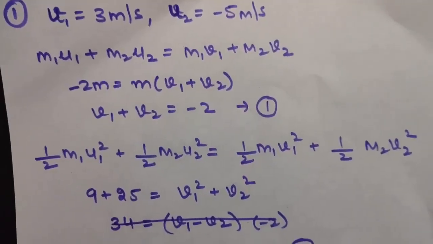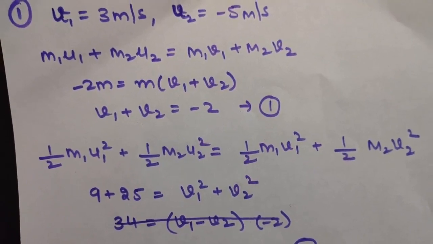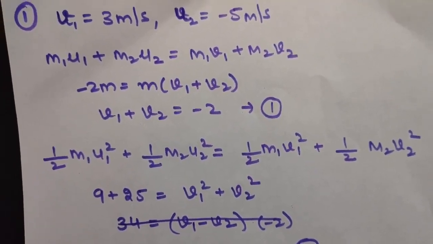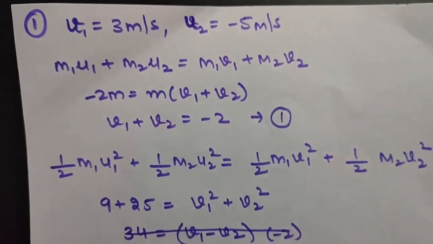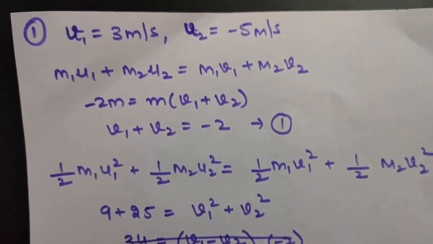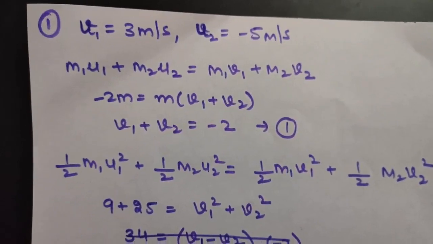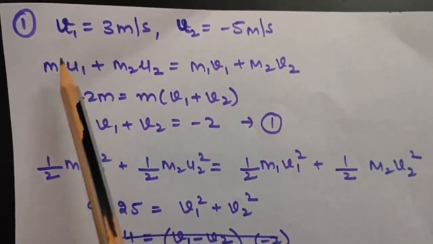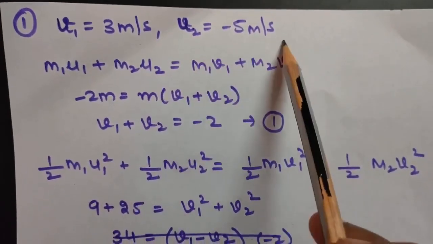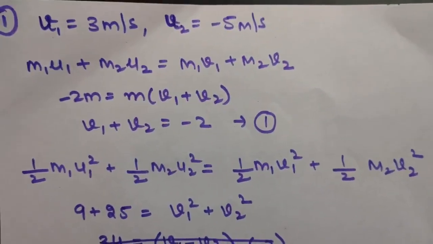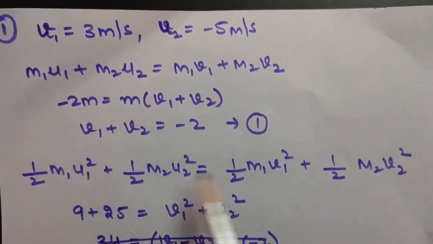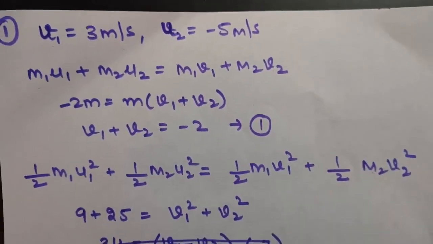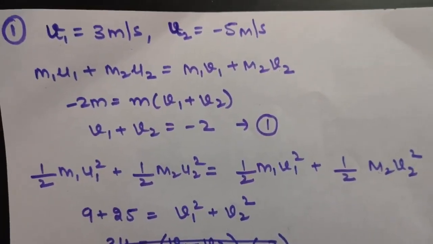Okay, so the first question says two equal masses moving along the same straight line with velocities 3 meter per second and minus 5 meter per second respectively collide elastically. Then you have to calculate what will be their velocities after collision, right? So we are given u1 and u2. Because the collision is elastic, we will be using conservation of linear momentum and conservation of kinetic energy, and therefore we will calculate the final velocities.